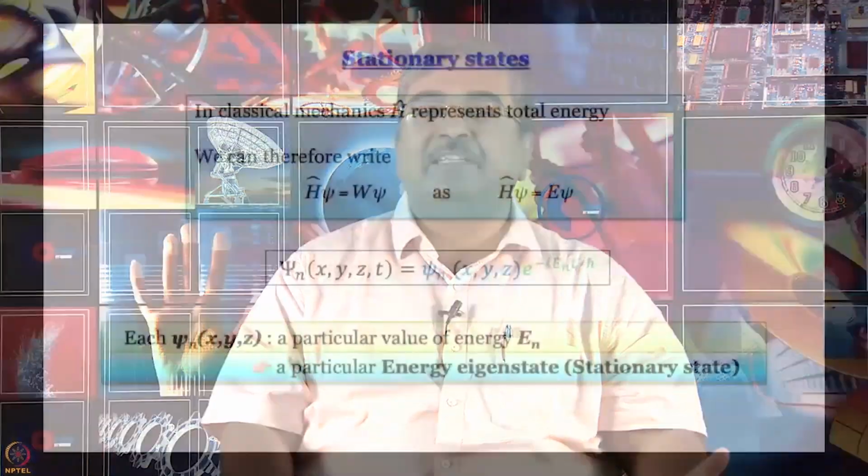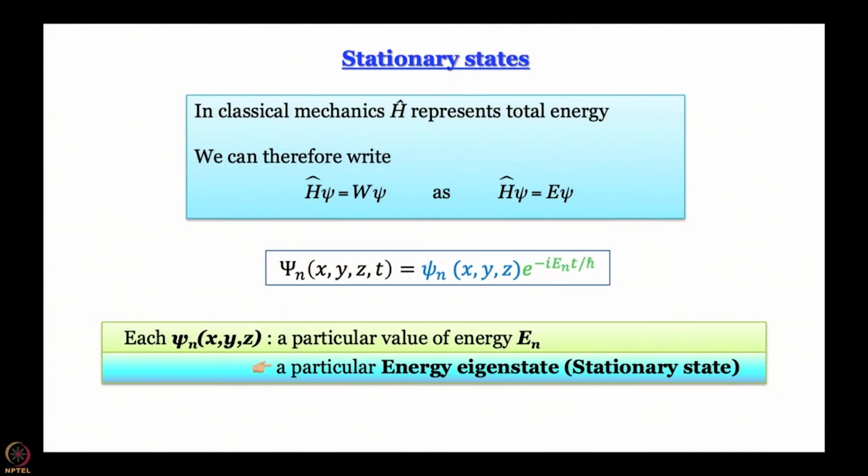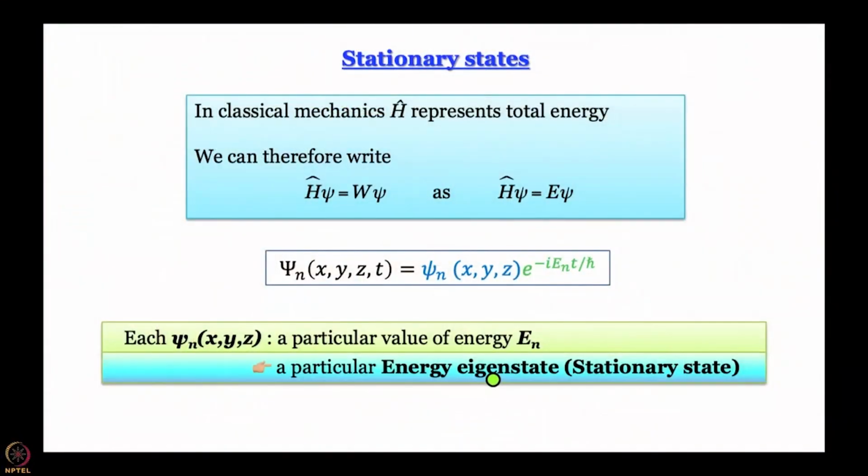We can rephrase it and say that psi n represents a particular energy eigenstate, and it is the time independent energy eigenstate. So, this is essentially the stationary state that Bohr had introduced in a different context. Psi n represents a particular energy eigenstate, and this is time independent. So, here we have the quantum mechanical representation of the stationary state that was first introduced by Bohr.